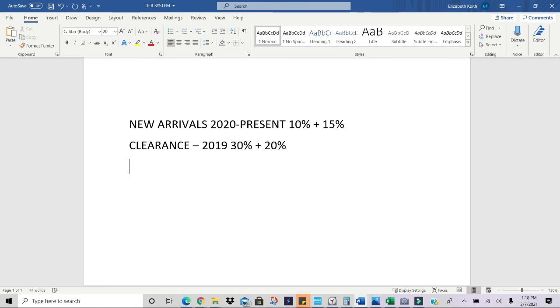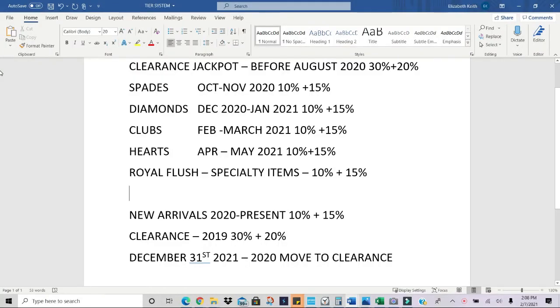Now, what's going to happen on December 31st of 2021, anything that was listed in 2020 will be moved to clearance. So basically everything will stay on for 2 years at that 10% off or total 25% off. And if you're wondering to yourself, Beth, how in the world do you keep track of all these dates? Well, the answer is simple. I schedule them in my bullet journal.